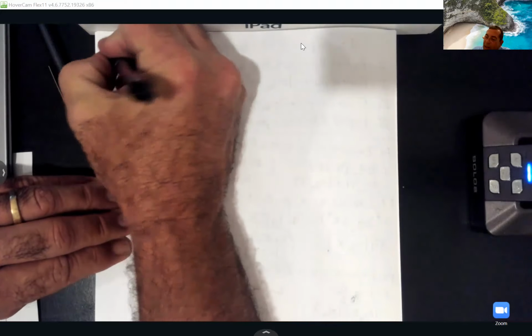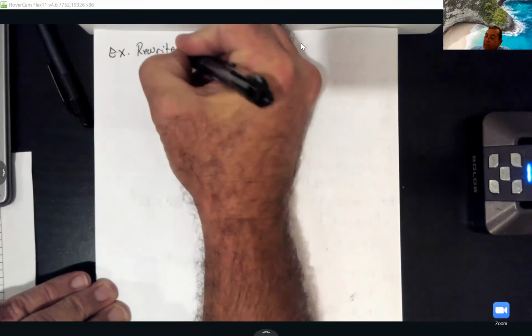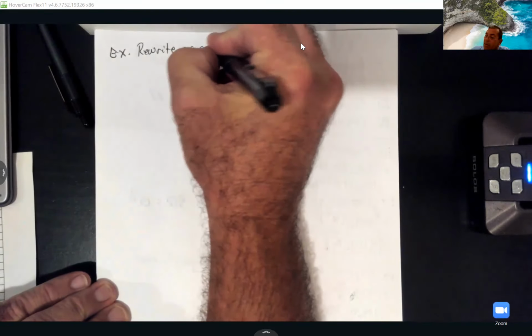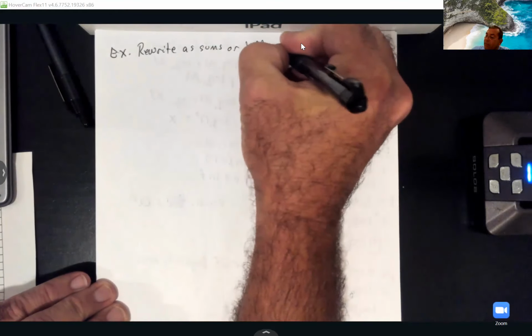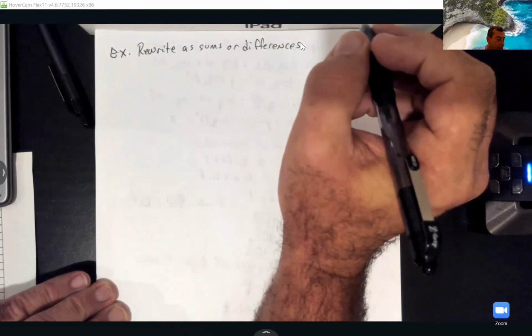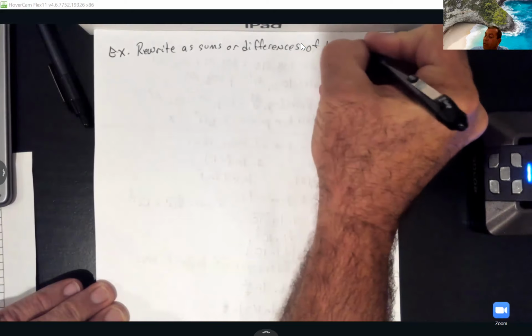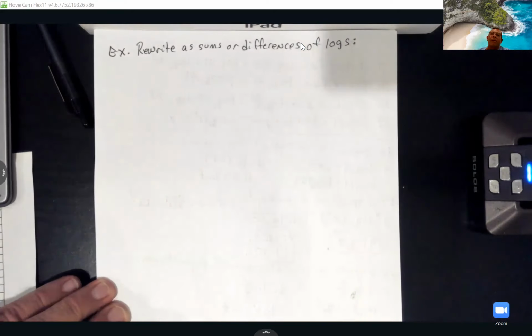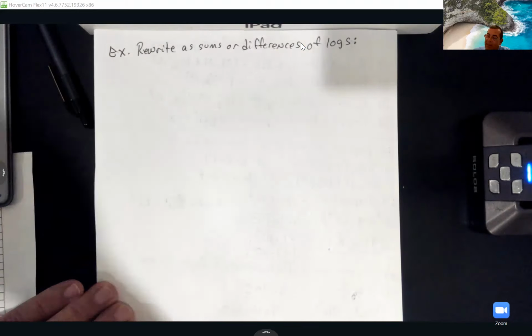So for 7 to 11, we're going to rewrite these as sums or differences of logarithms. I'm just going to call that logs for short. What this means is that all four of the properties are now in play.